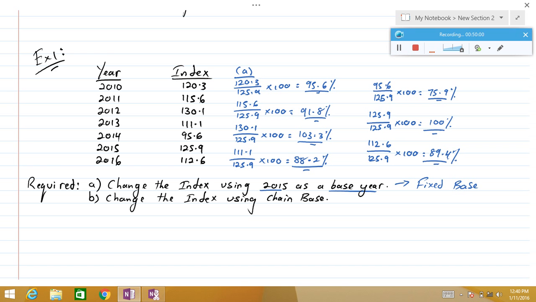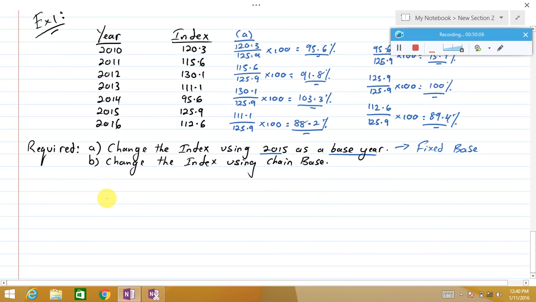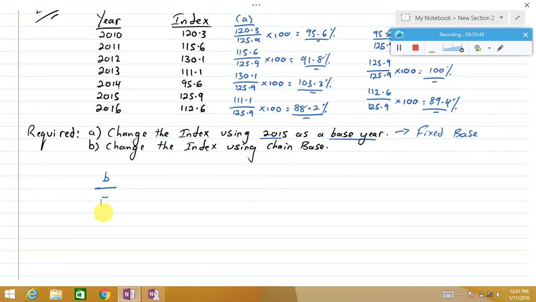How about the B? Any idea? Chain base. Look at the formula. What do they say in the formula? Current year divide with previous year. 2010, do we have previous year then? No. So that means the first one should be dash because we don't have the previous year. Are we okay? How about 2011? 115.6 divided with what? 120.3 times 100. So you divide it with the previous year. Do you get it?